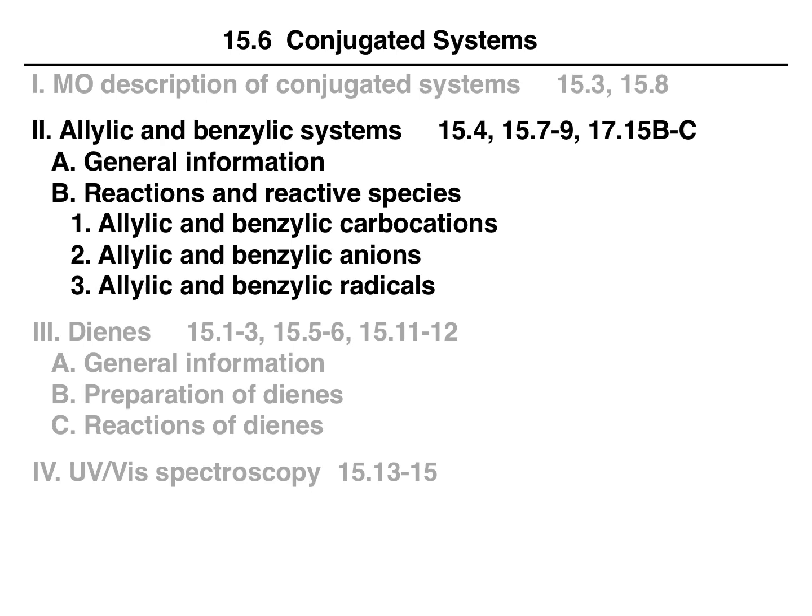In this video, we're going to begin our discussion of allylic and benzylic systems. So this is pulling together information from a few different chapters. Here we're going to talk about a little bit of general information, and then in subsequent videos, we're going to talk about reactions and reactive species, focusing on carbocations, anions, and radicals.